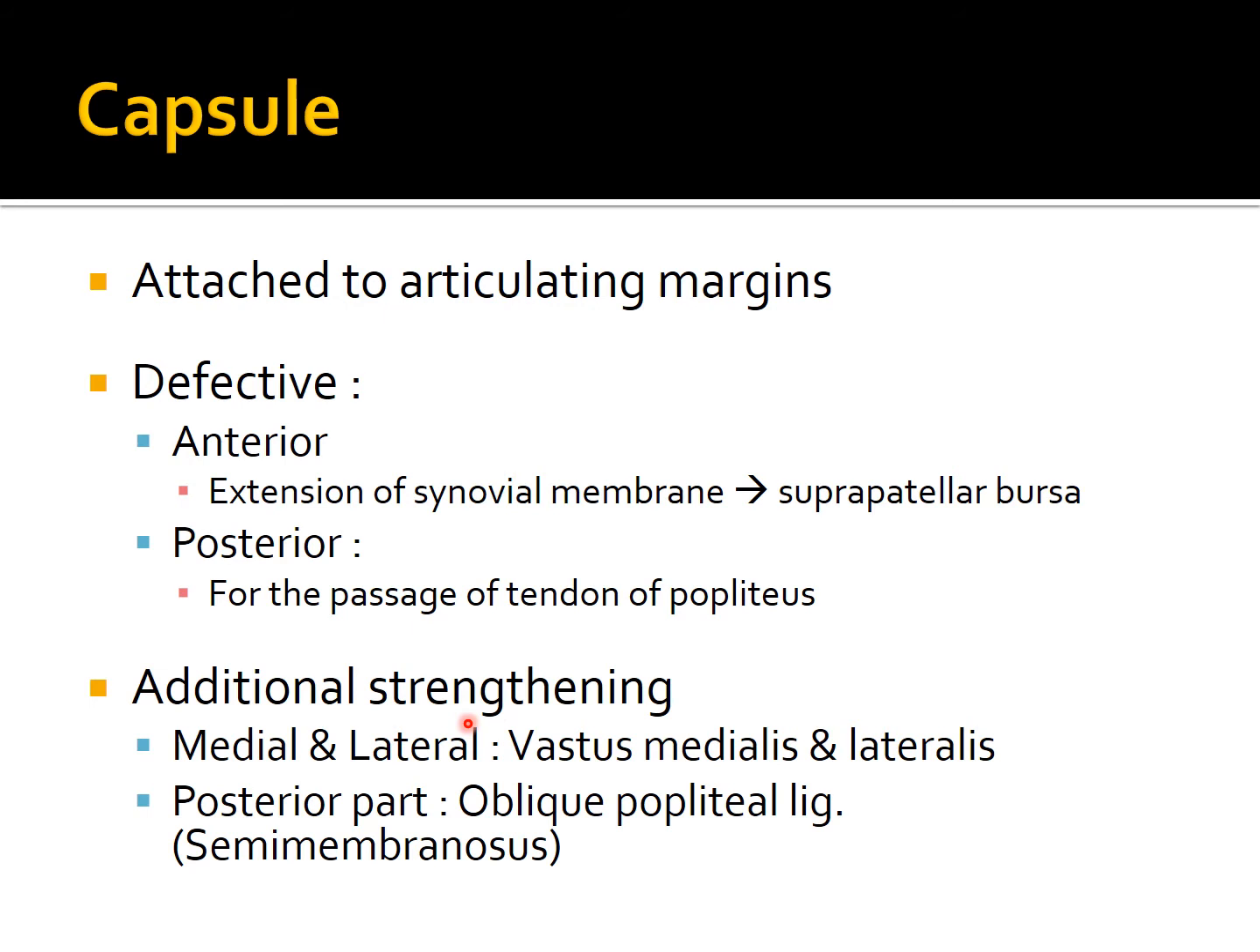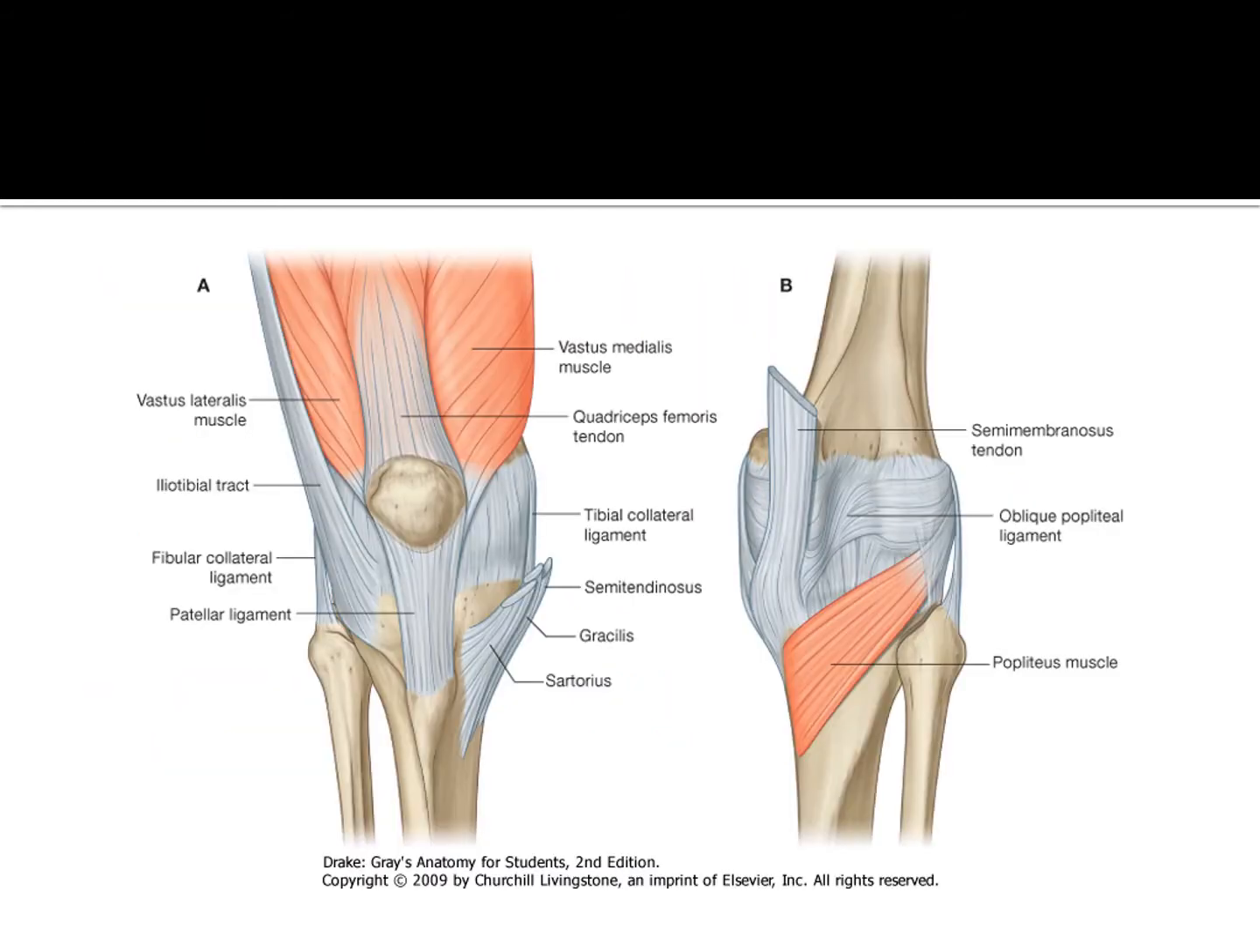These would be the vastus medialis and lateralis, which are part of the quadriceps femoris, on both the medial and the lateral side. And in the posterior aspect, it is the oblique popliteal ligament, which is nothing but an extension from the semimembranosus muscle. You know that the semimembranosus is a part of the hamstrings. So the ligament from it is the oblique popliteal ligament. It provides additional strengthening on the posterior aspect.